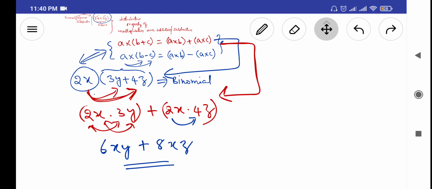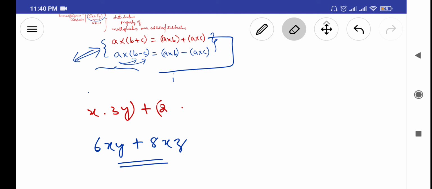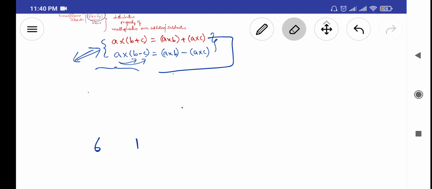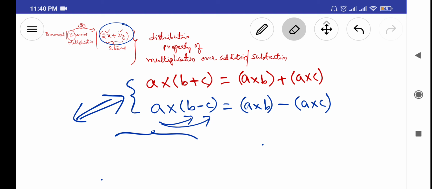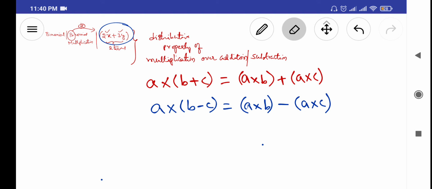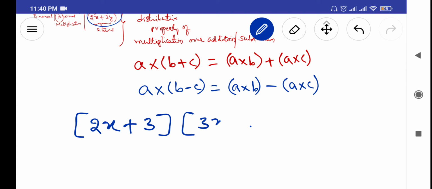Now I will go to the binomial with binomial multiplication. Again, based on this distributive property of multiplication over addition, we will be multiplying things, which we have already known in lower classes, from fourth and fifth. So I am taking an example of binomial with binomial multiplication. First I will start with a simple expression like (2x plus 3) into (3y plus 4).